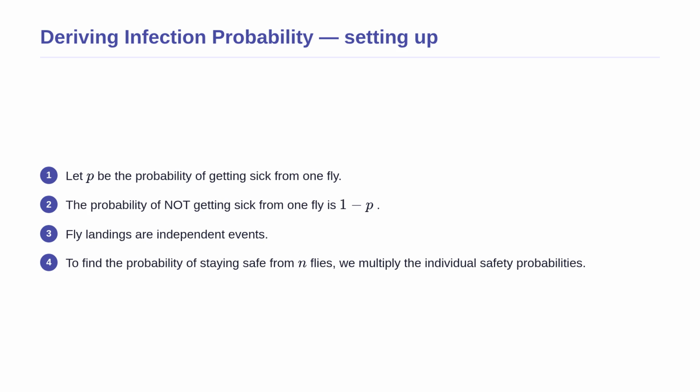We start by defining p as the probability of getting sick from one fly. Therefore, the probability of not getting sick from that single fly is simply 1 minus p. Because the flies act independently of one another, the events do not affect each other. To find the chance that you stay completely safe after multiple landings, we must multiply these individual safety probabilities together. This sets up the foundation for our final equation.